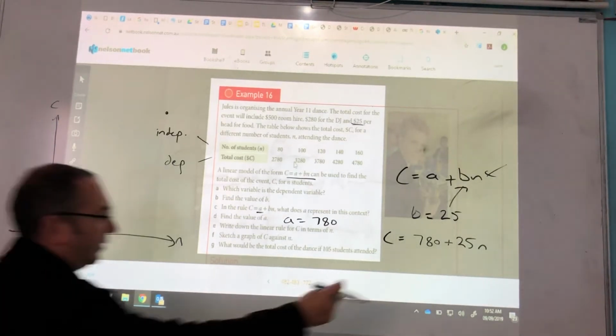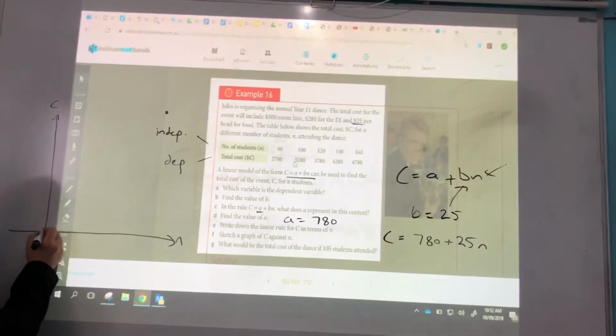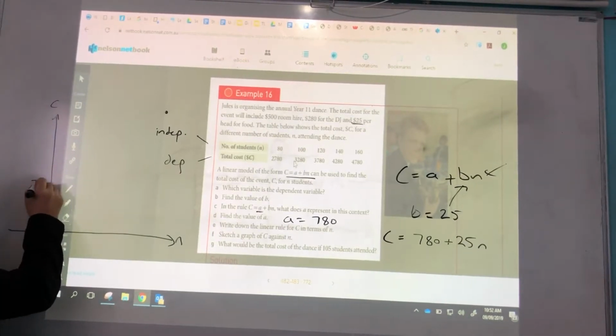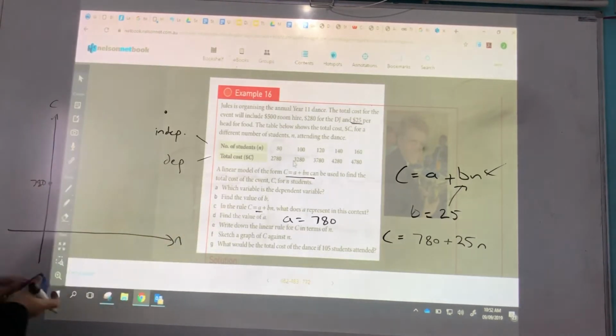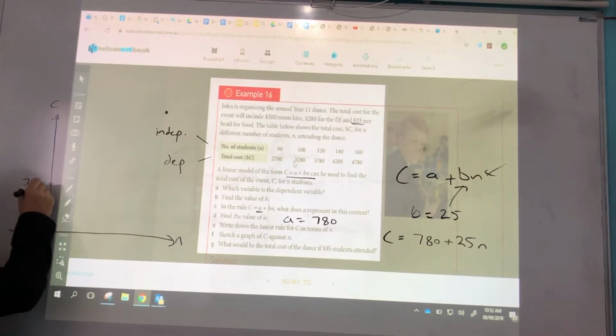If nobody turns up, if n equals 0, there's still going to be a cost there. And what's it going to be? If nobody turns up, how much does this event cost? 780. So it's here at n equals 0. We could start it there for 780. Whack, isn't it? So 780.